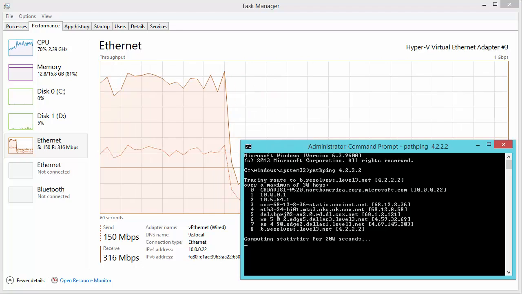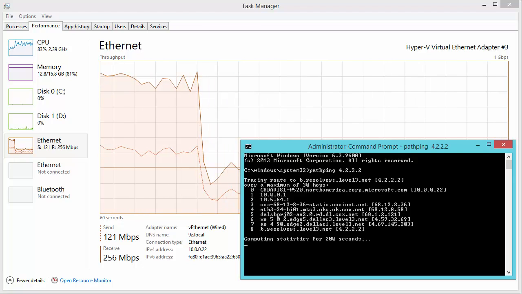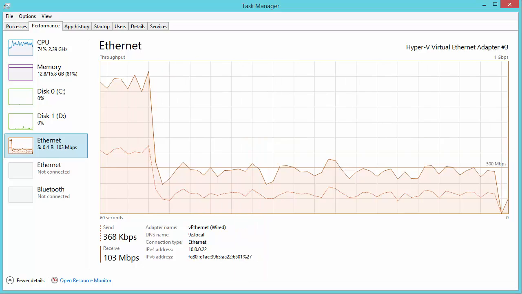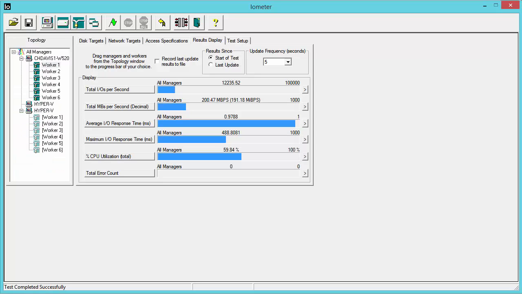This one will take a little over 3 minutes to compute because it does so many for every hop that's in there. So you'll see this 200 seconds if you have 8 hops, for instance. So anyway, we'll let that run for a second. We'll take a look at what path ping is going to look like. Looks like iometer is pretty well done running its thing.